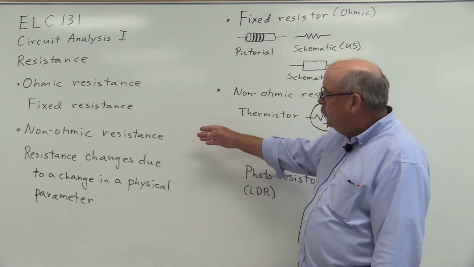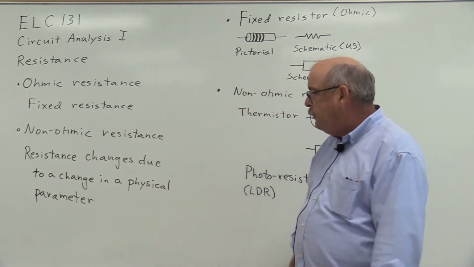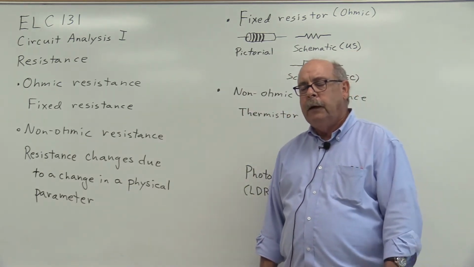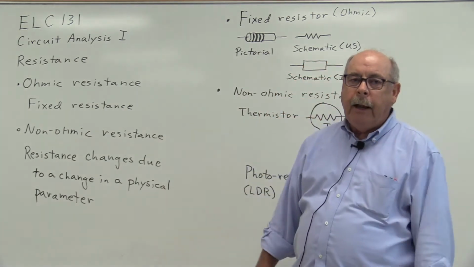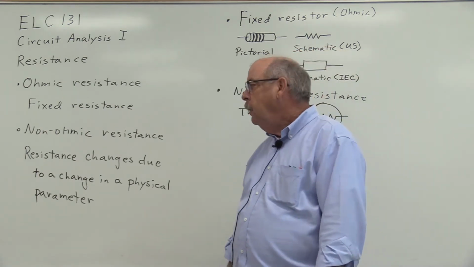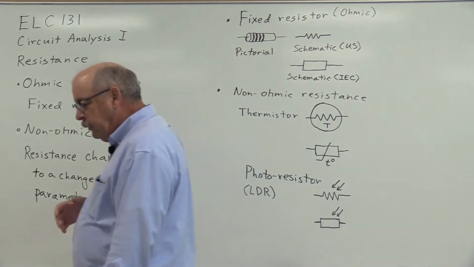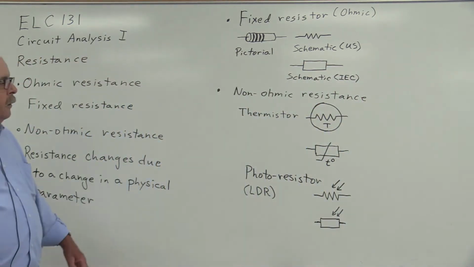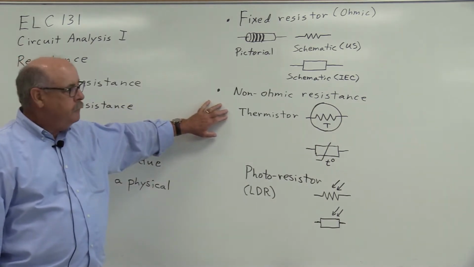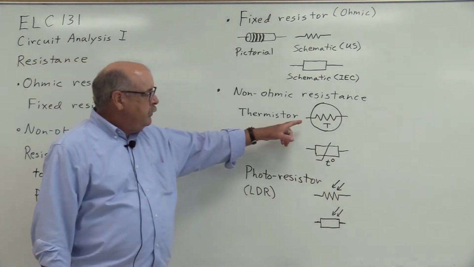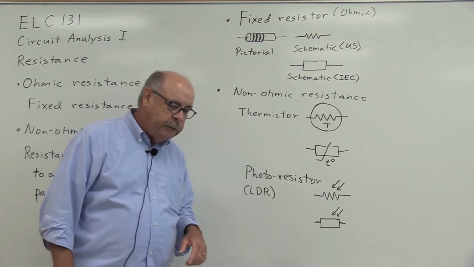Now, our non-ohmic resistances are resistances that change due to a change in a physical parameter. And two physical parameters we'll talk about today are temperature and light. So one of the components that exhibits a change in resistance due to a change in temperature is a thermistor. And we see the US schematic symbol for a thermistor and again the European schematic symbol.